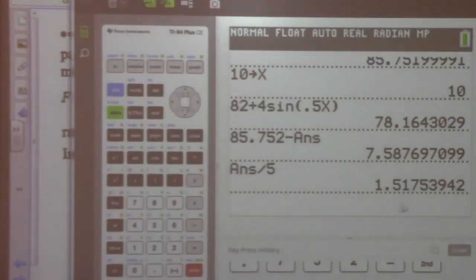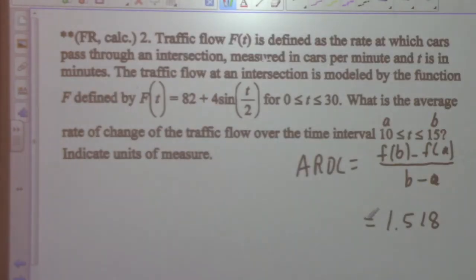Be sure of the .518. But let's see, do we have cars per minute, right? F of t is in cars per minute, and t is in minutes. So those would be cars per minute, and so per minute squared, we could say that, right?